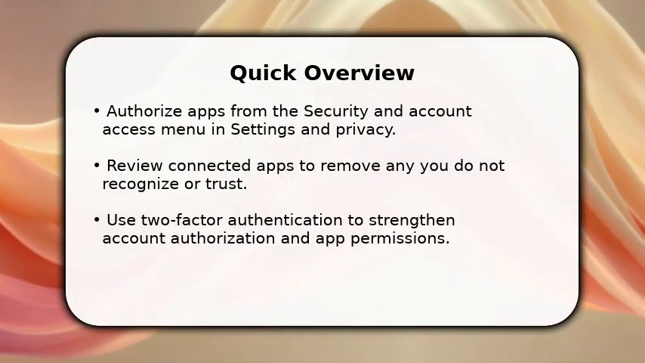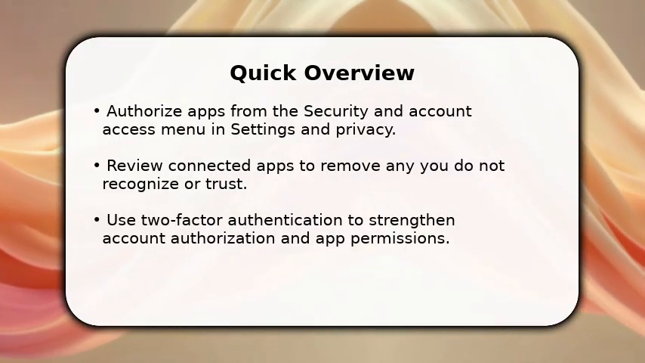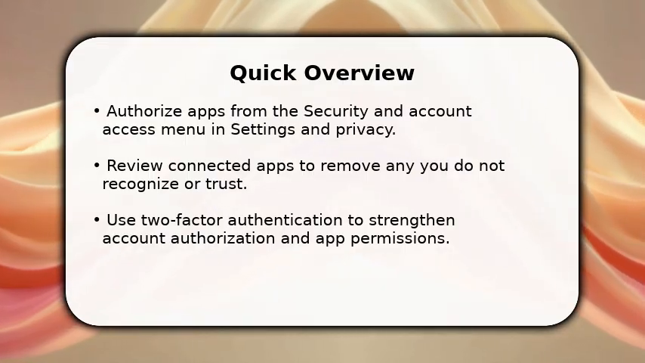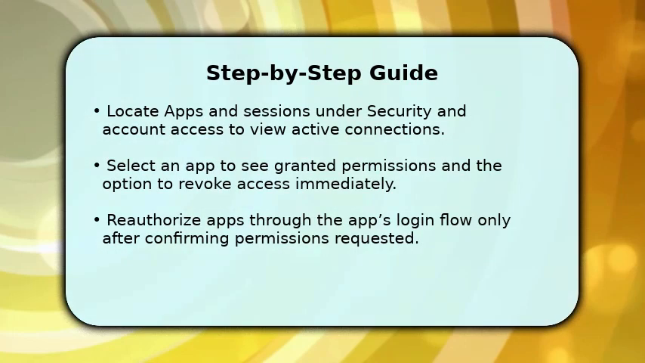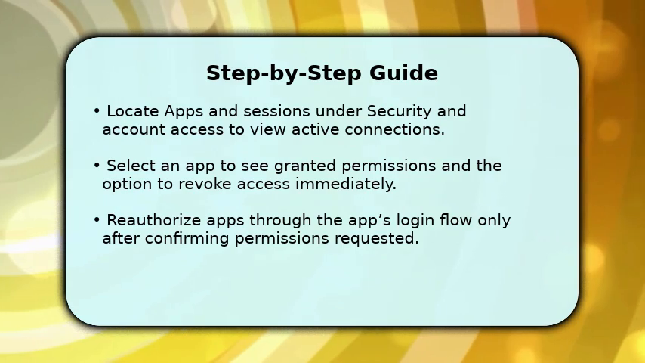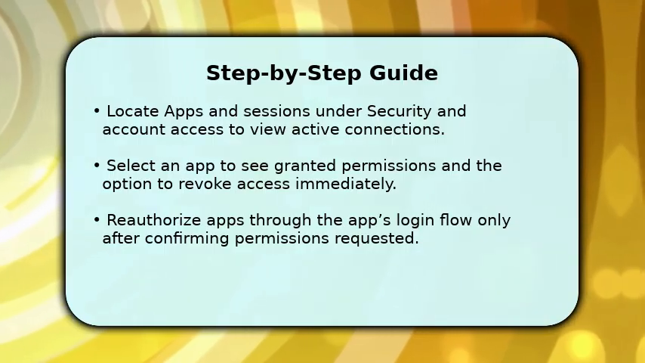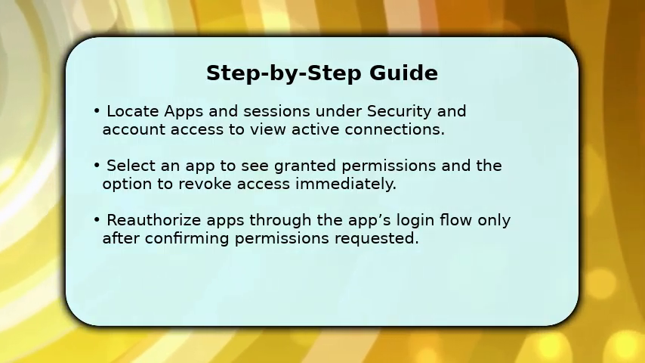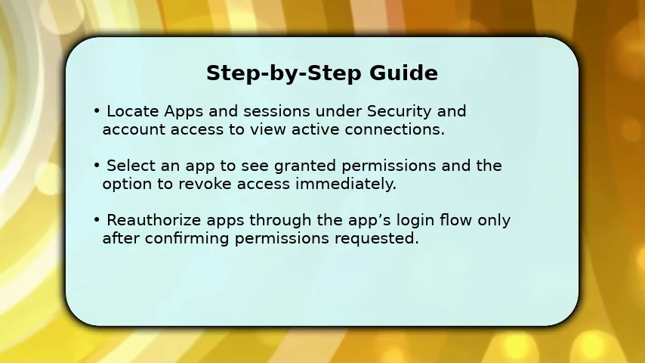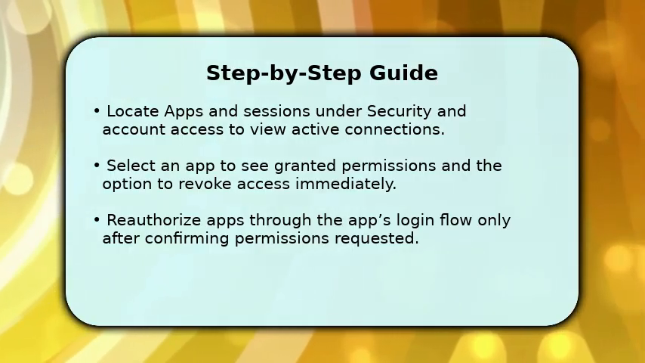Check permissions carefully and enable two-factor authentication for extra protection when authorizing new apps. Open Settings and Privacy, then Security and Account Access, and tap Apps and Sessions to see active connections right away. Select any connected app to inspect permissions and revoke access if something looks off.